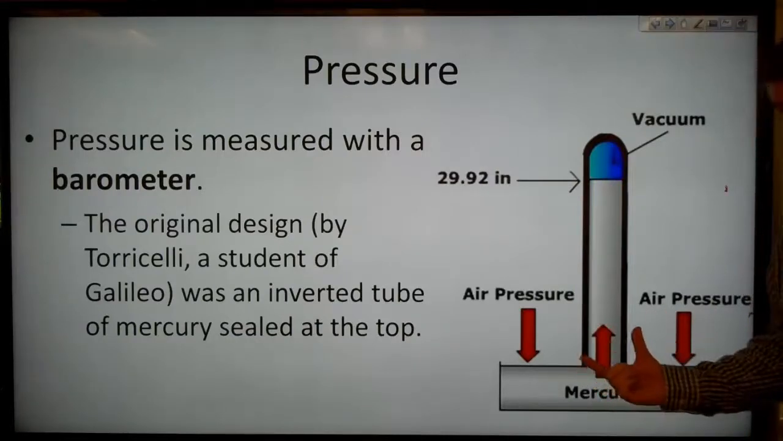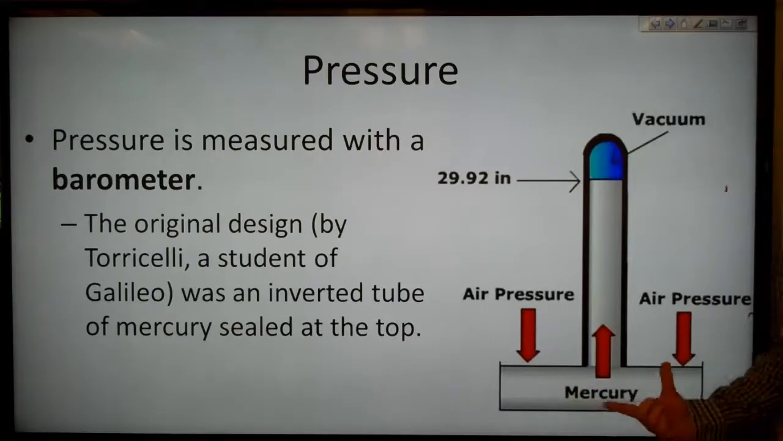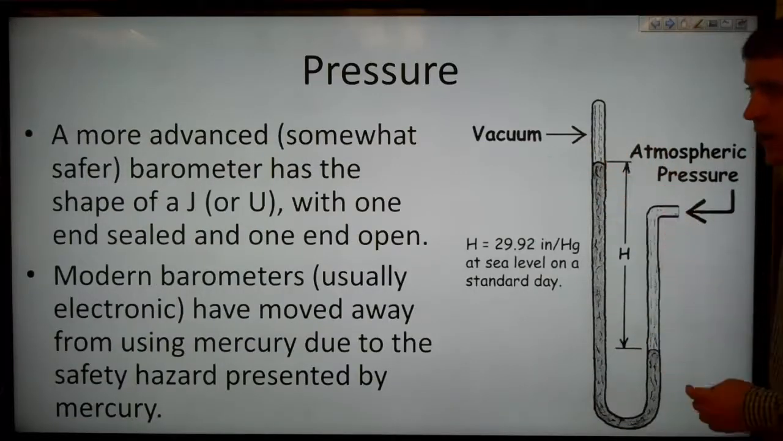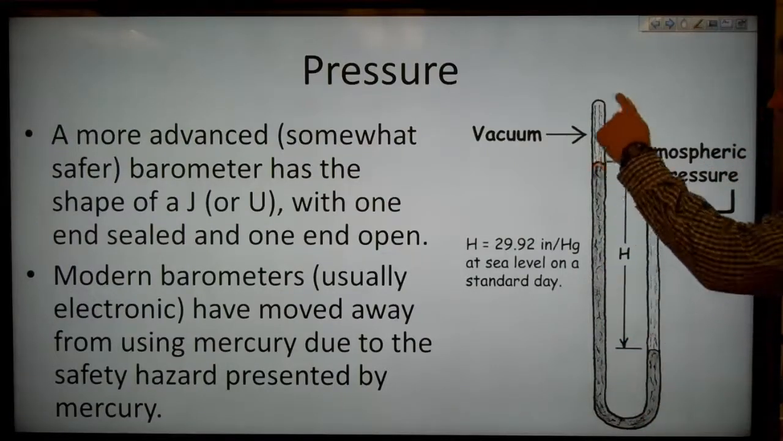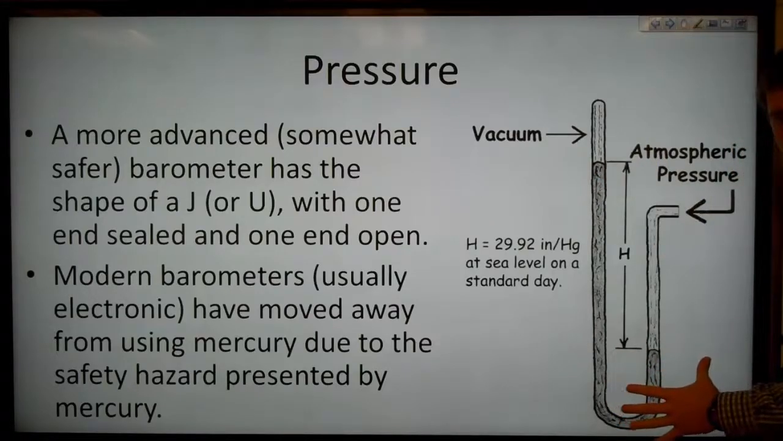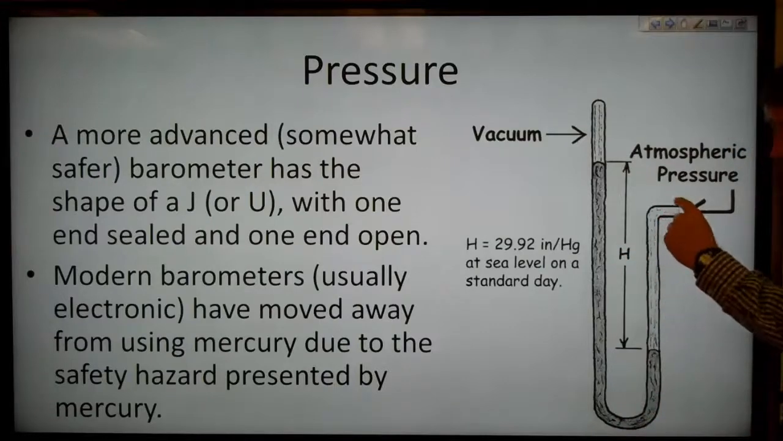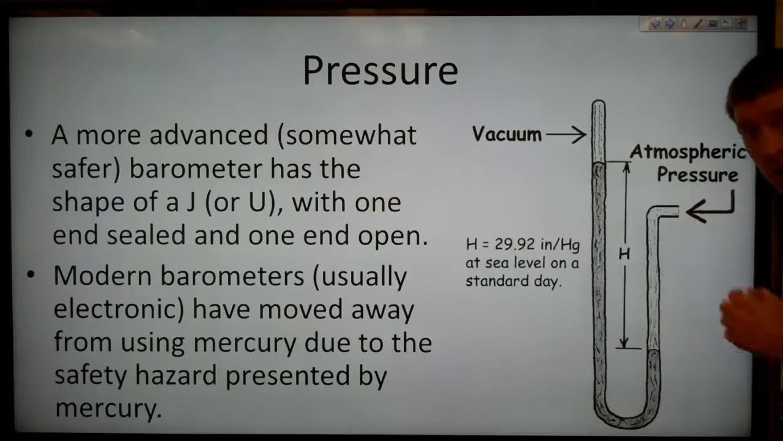But mercury is rather toxic, and so we generally want to avoid having large pools of mercury like this open to the air. So a somewhat more advanced, somewhat safer barometer has the shape of a U like this. We still have a vacuum at this end, only now instead of having a giant pool of mercury down at the bottom that we can breathe in and kill ourselves with, we have a tube, and one end of the tube is open. We still have some of the mercury able to get out this end of the tube, so it's still not totally safe, but it's a lot better than having a giant puddle of mercury there.